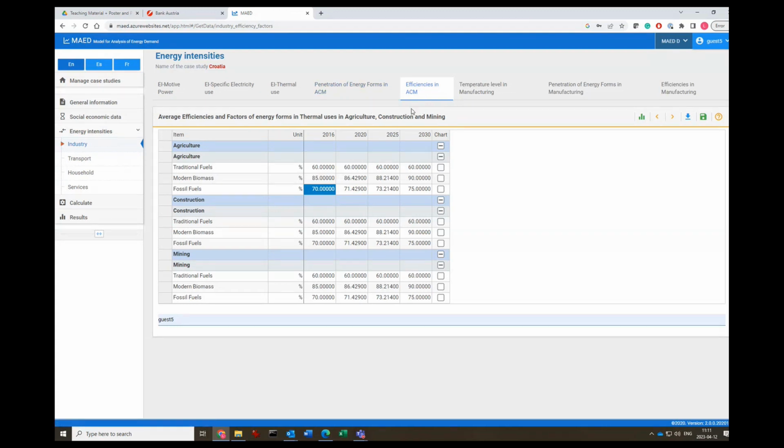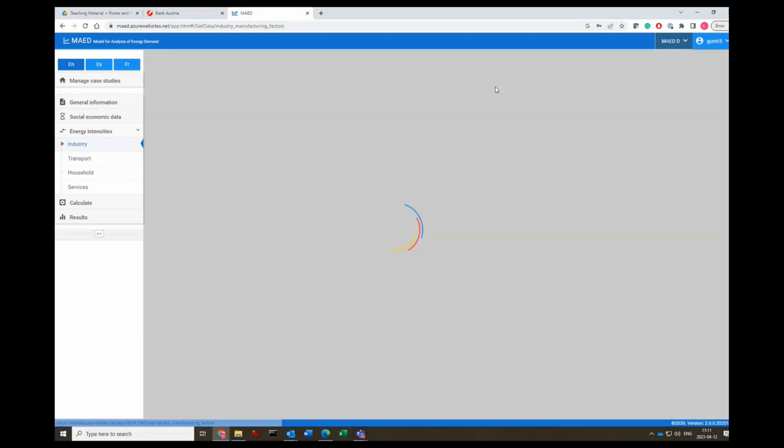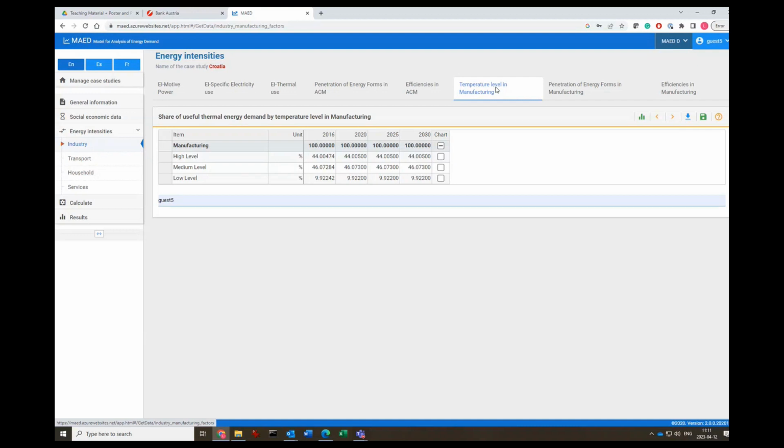And for the manufacturing, if you remember, we need to provide different temperature levels, to basically distinguish between different efficiencies in these processes, because, for example, at high level we can have a very high efficiency, and then at lower level, in some maybe food industry and so on, the efficiencies of different thermal processes could be lower.